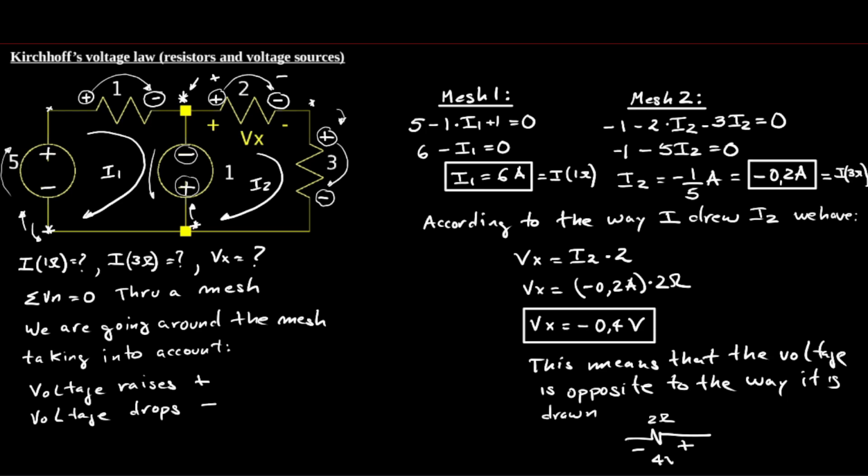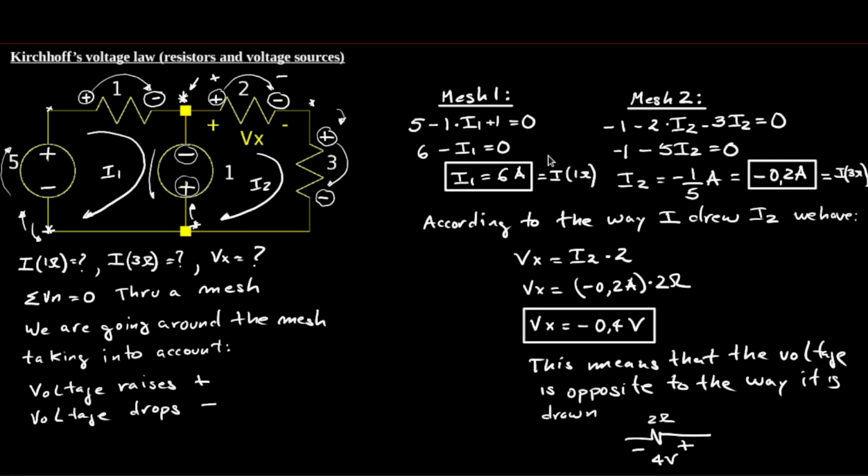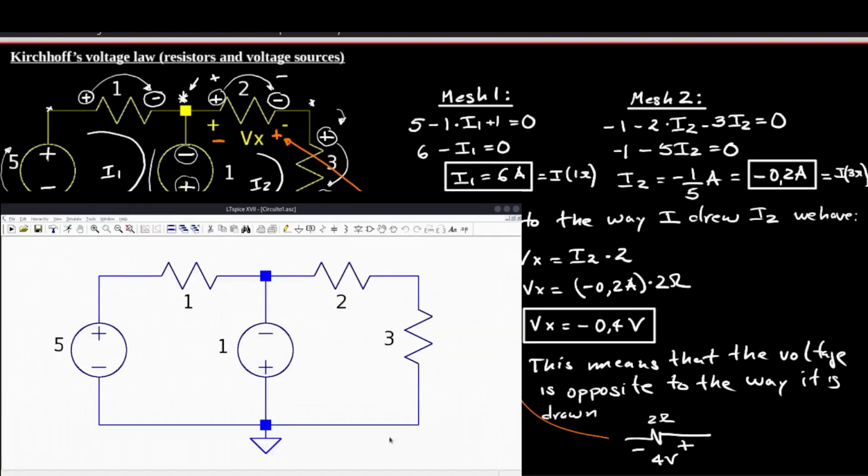As you can see now, look at the circuit. This is the polarity of the 2 ohm resistor, minus on the left, plus on the right, 0.4 volts. We're going to draw this corresponding voltage in orange, and it could be this way. That's why when they ask me to calculate it as they draw it in the circuit, it yields negative.